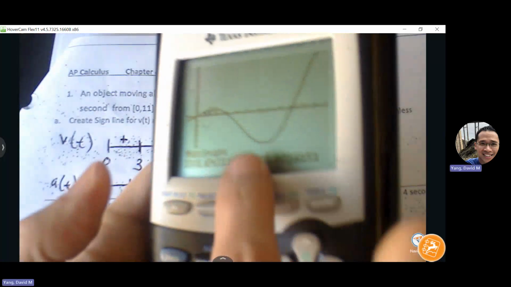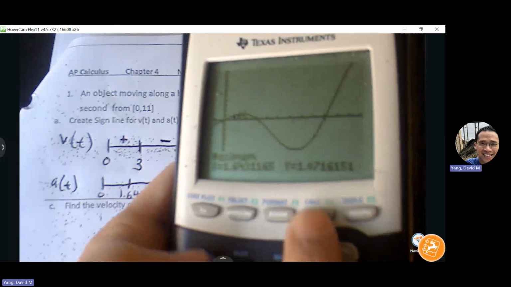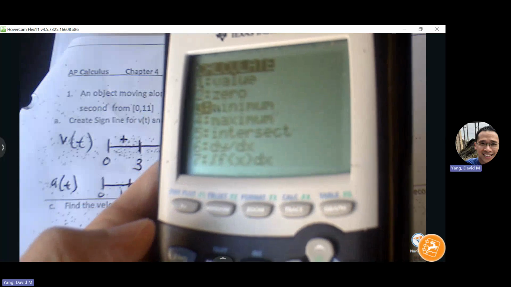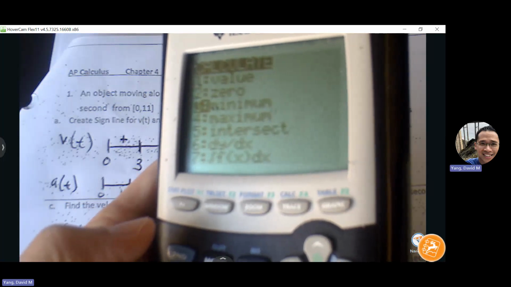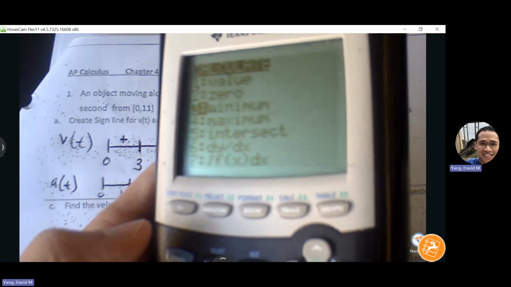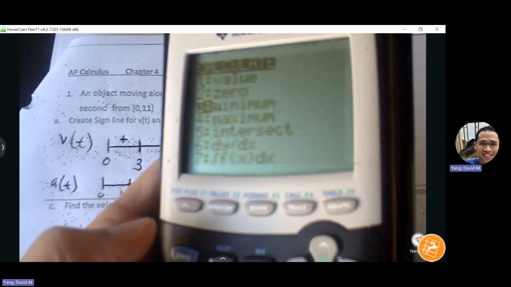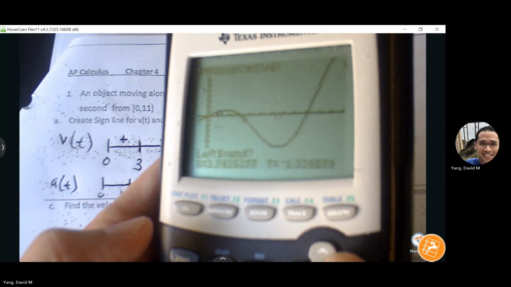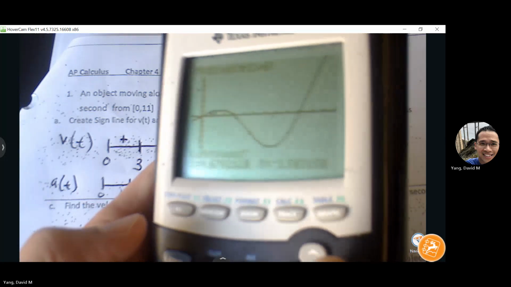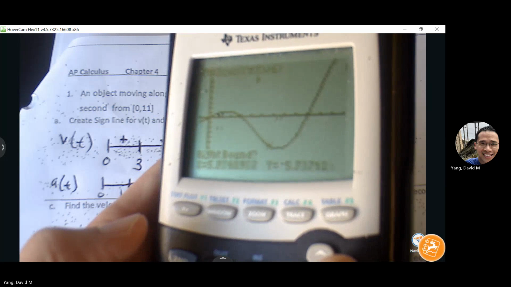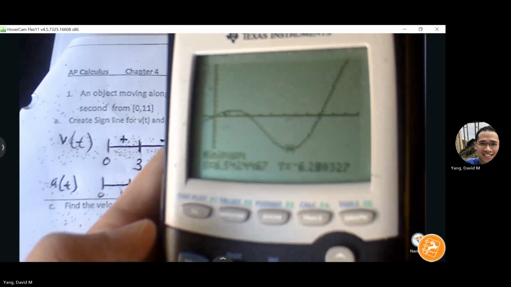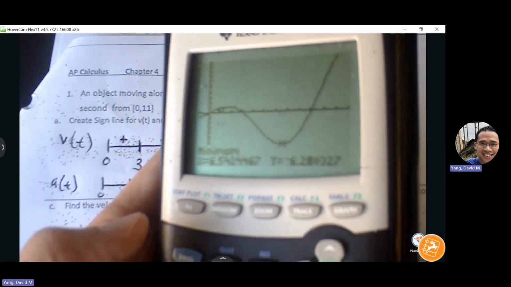Now I see a valley of the graph. That's going to be a relative minimum, right? So I'm going to do second trace minimum feature and do the same thing. I'll pick a point to the left of the minimum, pick a point to the right of the minimum, and then the calc is going to find that relative minimum for me. Yeah, good. 6.542.